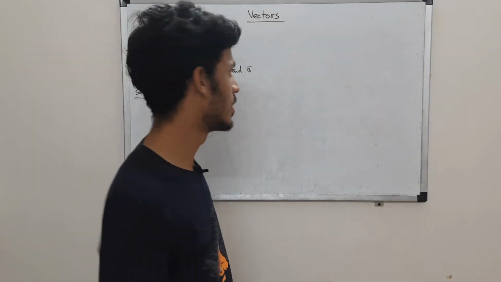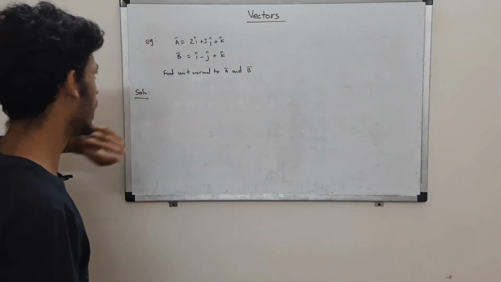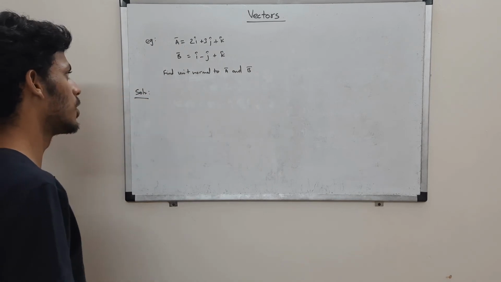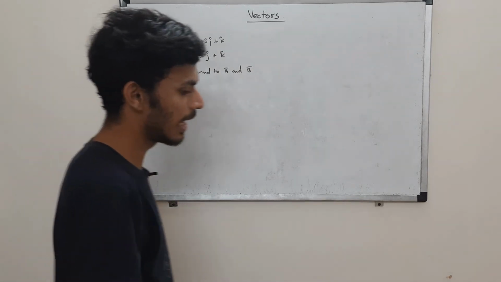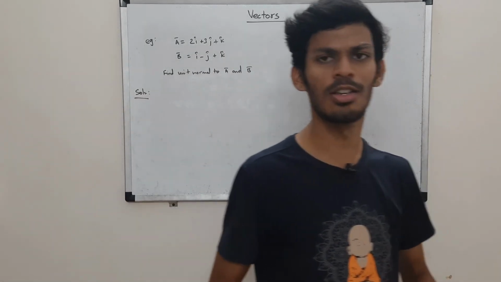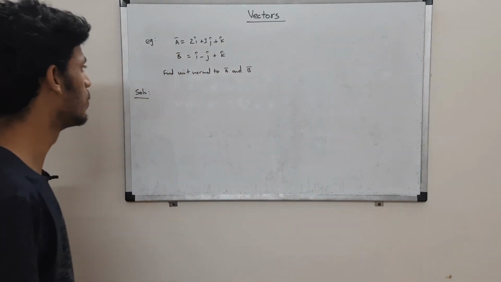Here is the final question for the day. Here we are given vector A and B in component form. We are supposed to tell the unit normal to A and B. Okay, so how does cross product come into this picture?